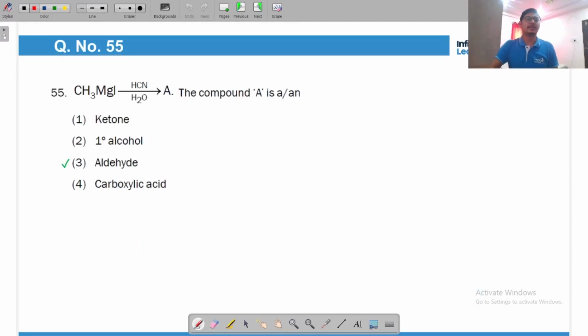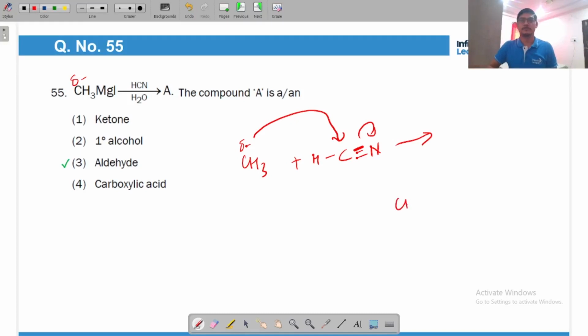CH3MgI, HCN. In this case, there is a nucleophilic attack of Grignard reagent, right? So this reaction is like this. Right, and when this intermediate undergoes hydrolysis, it produces acetaldehyde. So the product is an aldehyde.